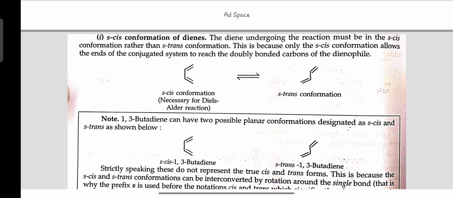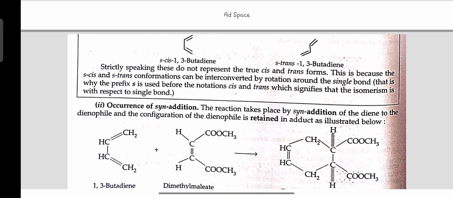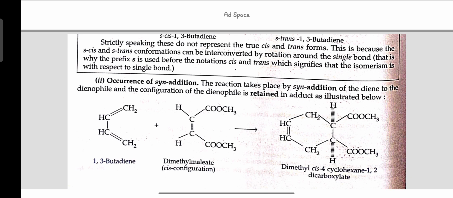The s-cis and s-trans conformations are reversible. Third, occurrence of syn addition. The reaction takes place by syn addition of the diene to the dienophile, and the configuration of the dienophile is retained in the adduct as illustrated. 1,3-butadiene plus dimethyl maleate gives the product dimethyl cis-4-cyclohexene-1,2-dicarboxylate.